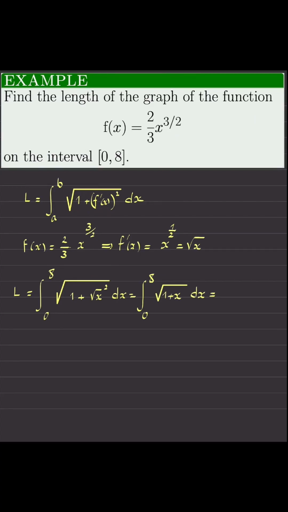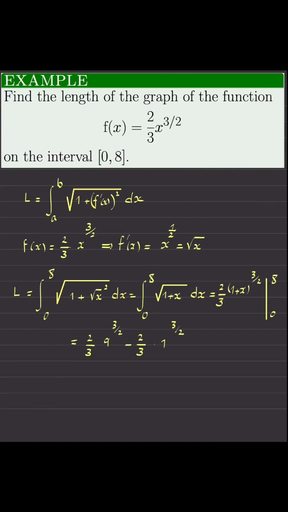But that is very simple, so I have to calculate a primitive function for the square root of 1 plus x, which is of course 1 plus x to the power of 3 halves divided by 3 halves, which becomes 2/3, but then I have to run it from 0 to 8. So then it becomes 2/3. If I replace x with 8, it becomes 8 plus 1, 9 to the power of 3 halves, minus 2/3. If I replace x with 0, it becomes 1 to the power of 3 halves.